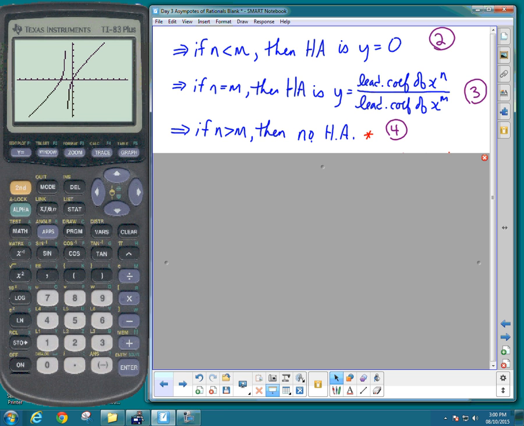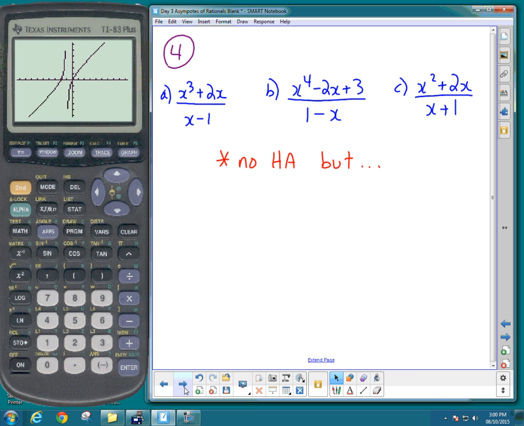So those are your three main ones. If it's less than, the asymptote is y equals 0. If it's equal, then you look at the leading coefficients. And if it's bigger, then there is no horizontal asymptote. Now the question is, why is there no horizontal asymptote? Well, again, we'll go back to these examples.